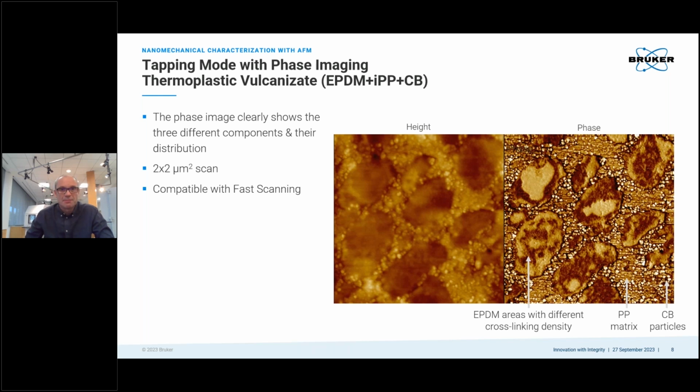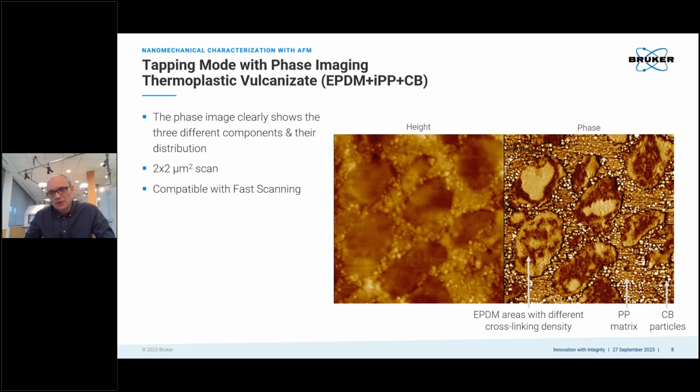So if you look, for example, here at a sample that has 3 components, we can nicely recognize those 3 components in the phase image, whereas they're not really visible in the topography image, which is focused on surface morphology and roughness. The phase image here shows, in this particular case, the carbon black particles as pretty bright, the polypropylene matrix, and the EPDM, the rubbery areas as well. And within those areas, we even see some variation as well.